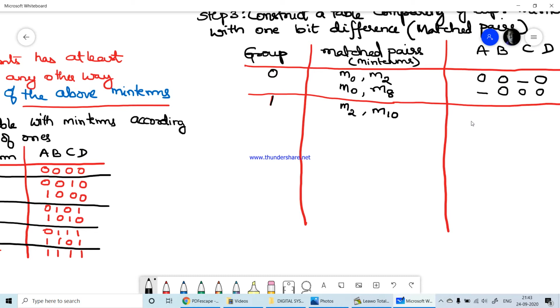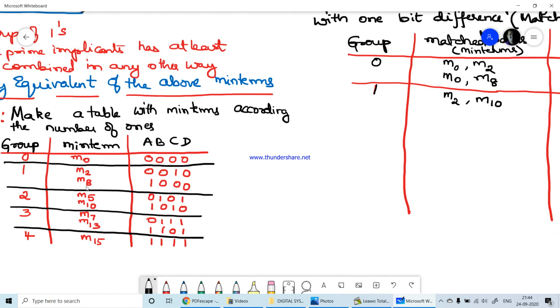Okay, so the first bit sequence is the difference, which gives dash 0, 1, 0. Now similarly, I should see whether M8 and M5 can be grouped. Between M8 and M5 we have 3 bit differences, so they cannot be matched.